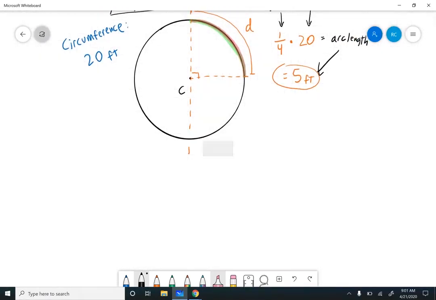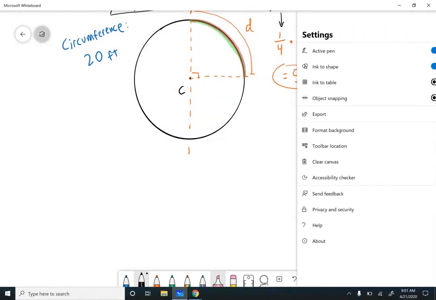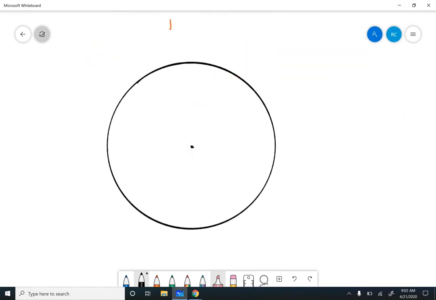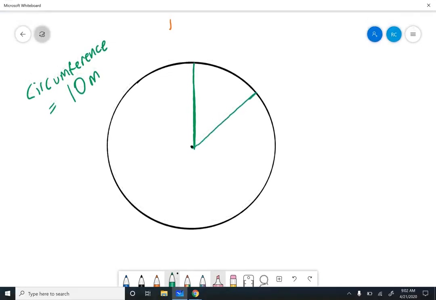Okay, I'm going to draw a different circle so that we can use a different example. So now, let's say we have a circle whose circumference is 10 meters. We're going to go back and forth between feet and meters. And let's say we've got a slice of this circle that is 60 degrees. And we want to know what this length is right here.